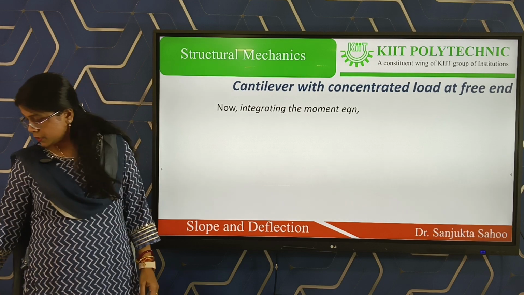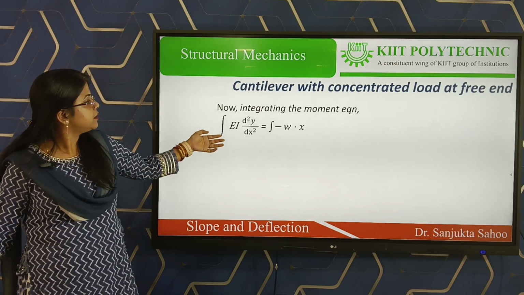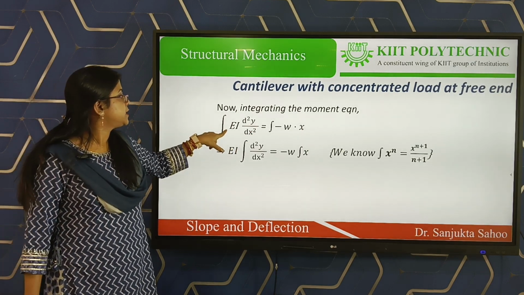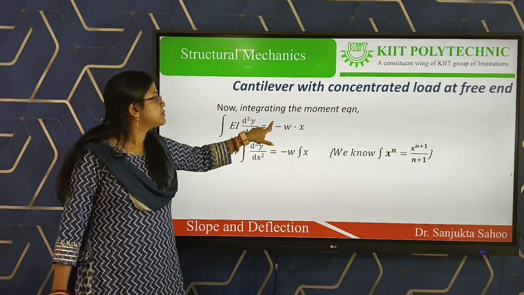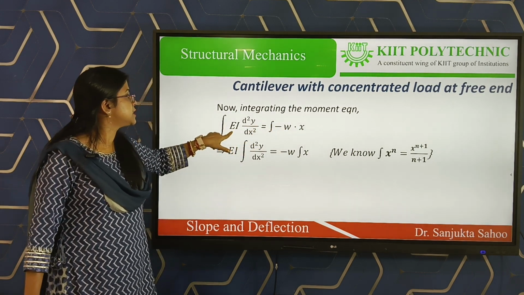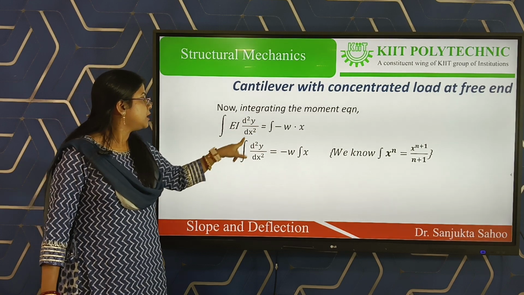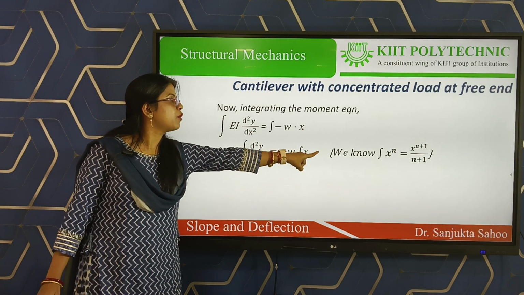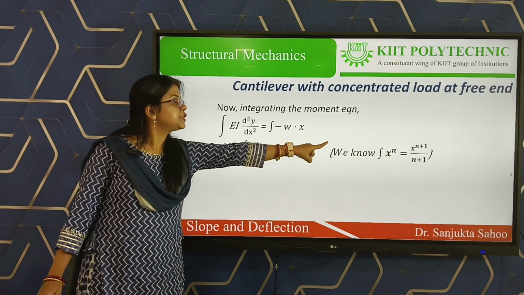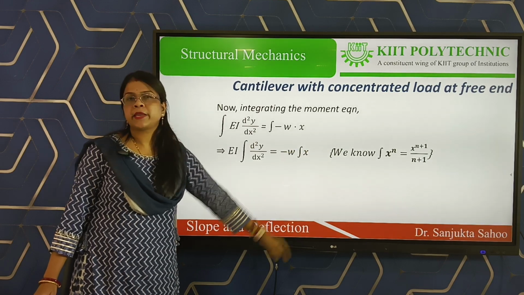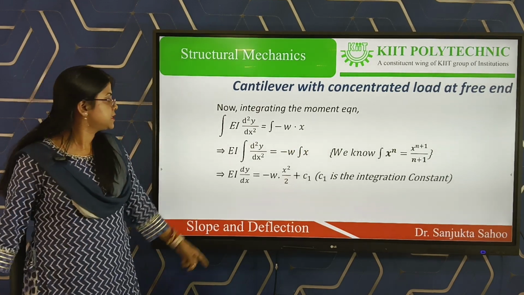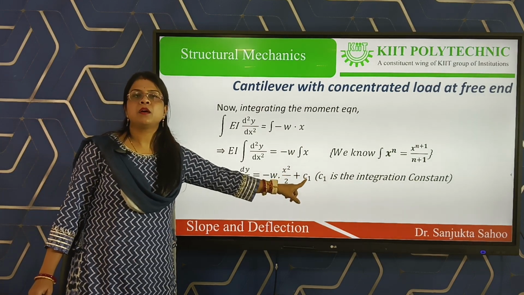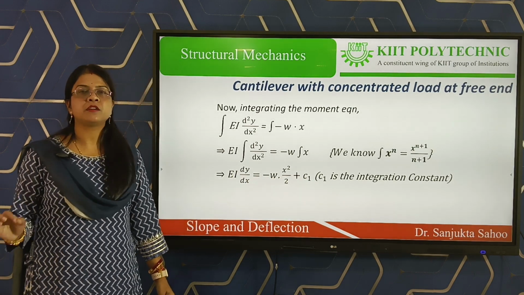Now, integrating the moment equation, we put the integration on both sides, keeping EI as a constant. Likewise, minus W is a constant. We can take these constants outside. So, EI integration of d²y by dx² will be equal to minus W integration of x. But we know the integration of x is x to the power n plus 1 by n plus 1. So, the equation becomes EI dy by dx equal to minus Wx² by 2 plus C1. Why C1? C1 is the integration constant.